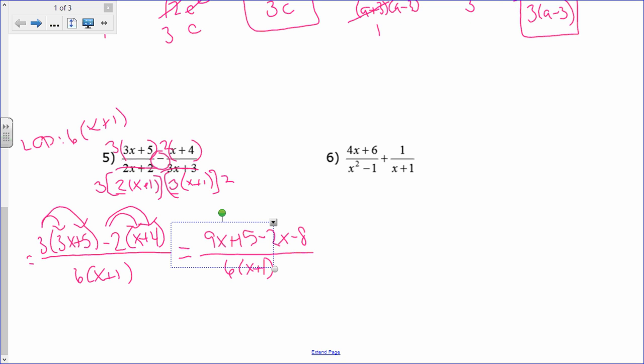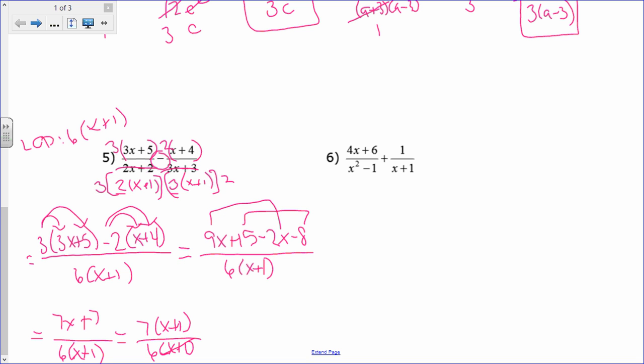So now I can combine like terms. So I have a 9 and a 2, so 9x minus 2x is 7x. And then I have a 15 and a negative 8, and that will give me plus 7 over 6 times x plus 1. And if you notice in the numerator, they have a GCF of 7, so then it's 7 times x plus 1 over 6 times x plus 1. So my x plus 1's cancel out, so I'm left with 7 over 6.